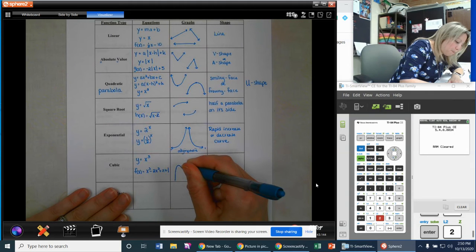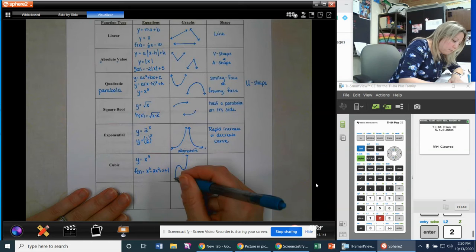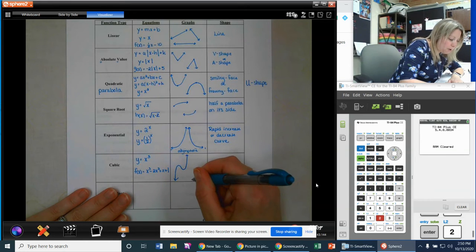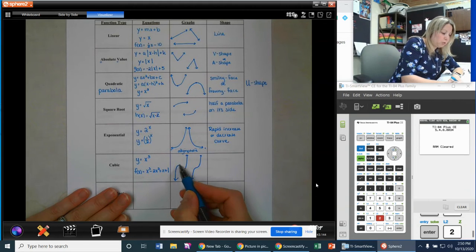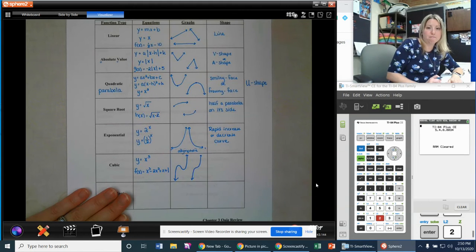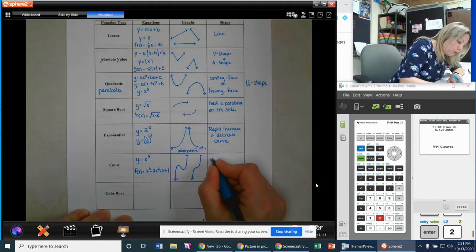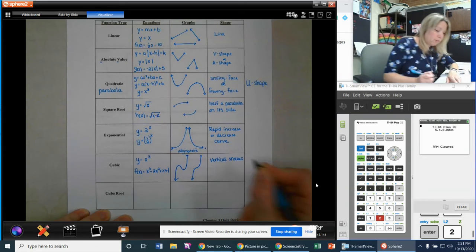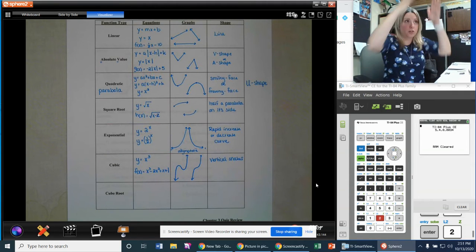They snake up and kind of curve and then back up, okay? Sometimes not as pronounced, so it might just be like a little curve in and out like this. But notice it could be a really pronounced curve like that. Cubic functions. So I call them vertical snakes. That's what I kind of call them because it looks like a little snake going up your graph. And it's vertical, it's up and down.